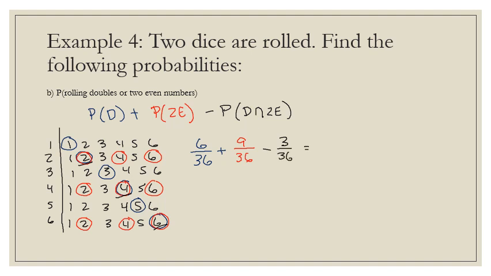So I have 6 plus 9 minus 3, and that adds up to 12. And then we divide that by 36 and reduce it. Okay, so I have 12/36, which reduces to 1/3. All right.